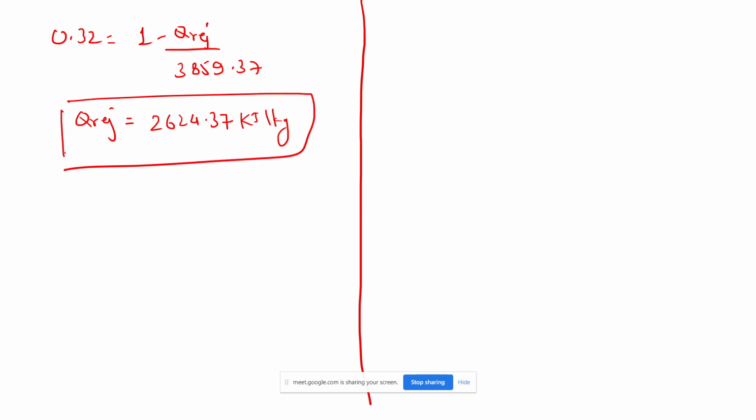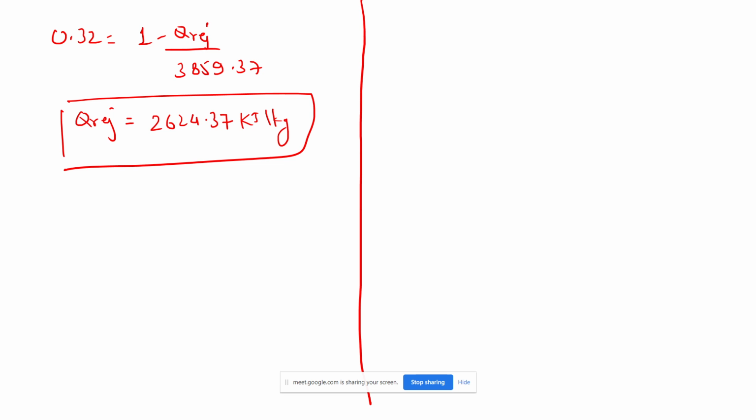Is it fine? Sir, net heat supplied equal to net work done, sir. W net equal to QS minus QR. Actually, your voice is very loud. I am not getting it. Can you decrease the volume and then ask the question? W net equal to heat supplied minus heat rejected.